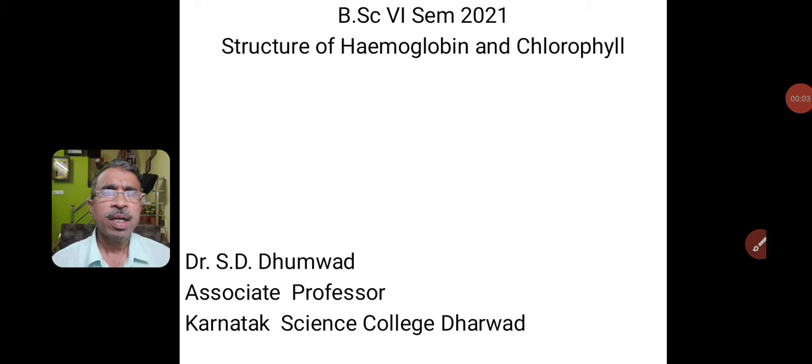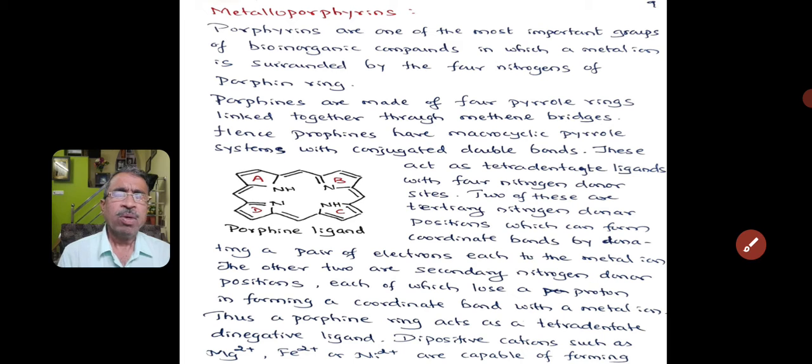Dear students, let us study today about the structure of hemoglobin and chlorophyll. In an earlier class, we have studied about the importance of metal ions in biological systems. Now, to know about the structure of hemoglobin and chlorophyll, we must know the basic structure of metalloporphyrins. Now let us know what these metalloporphyrins are.